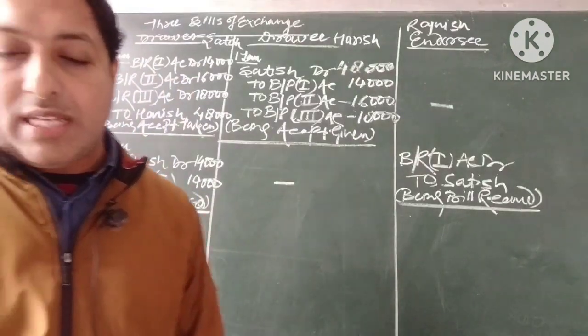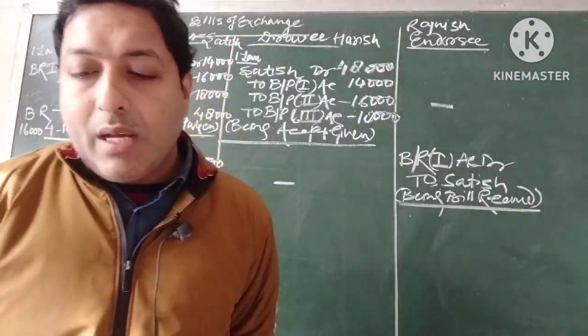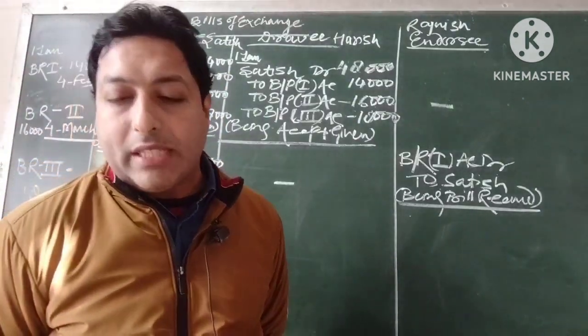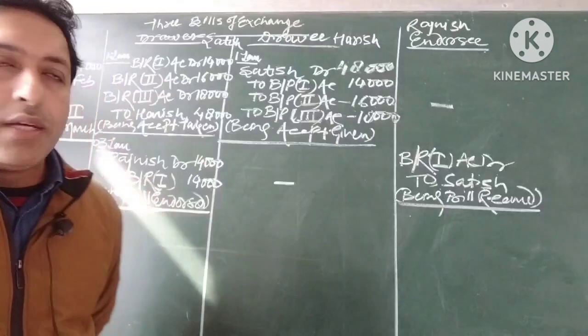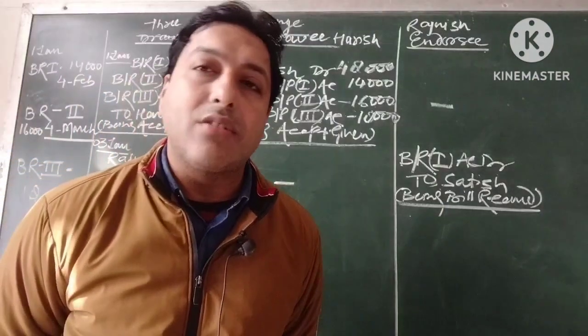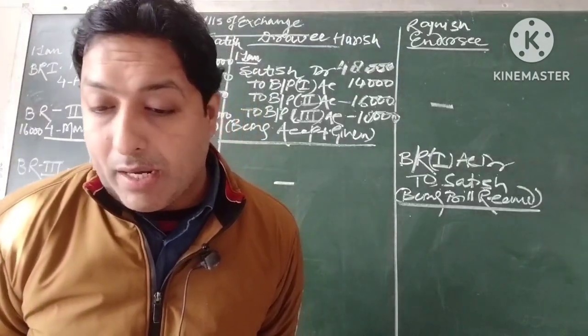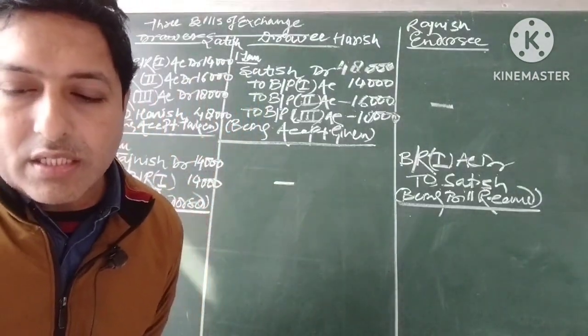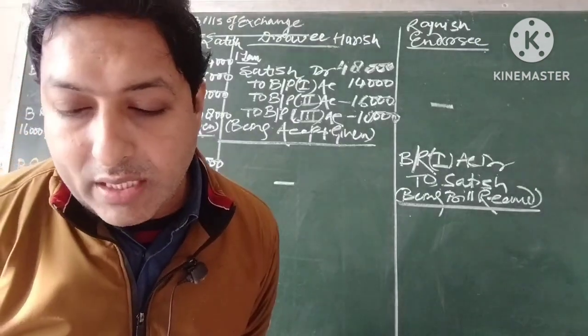Now the second bill. What is the point of the second bill? See, the bills were duly accepted by Harish. The first bill was endorsed by Satish. The first bill has gone to Rajneesh, and he has got the bill. Okay? The first bill was endorsed by Satish to his creditor Rajneesh on 3rd Jan 2016.